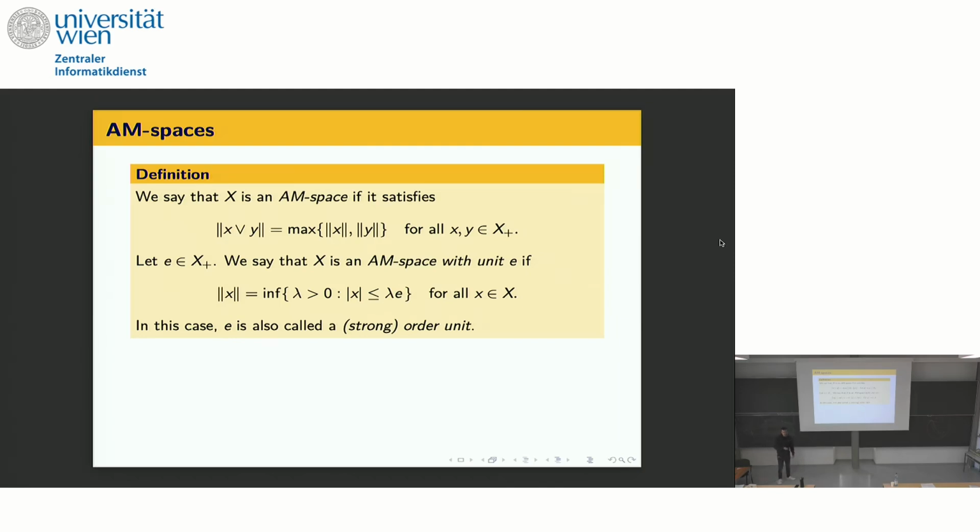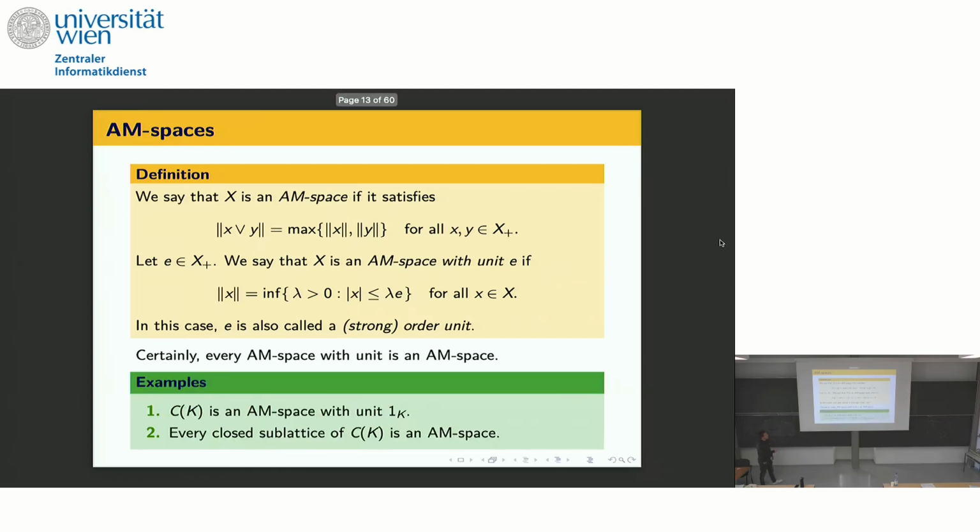Why this notion? Why examples of this? First of all, why is this an AM space with unit? Because when the norm is defined this way, in particular, the AM space condition is satisfied, of course. And we have that C of K is an AM space with unit, the constant one function. This is just the definition of the uniform norm, of course. And every closed sublattice of C of K will satisfy this relation that C of K satisfies because it has the same norm and same lattice structure because it's a sublattice. So these are examples of AM spaces.